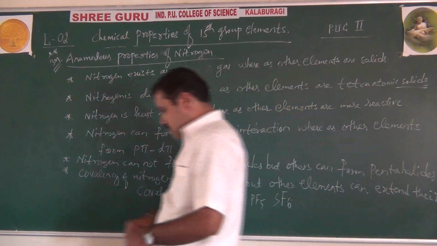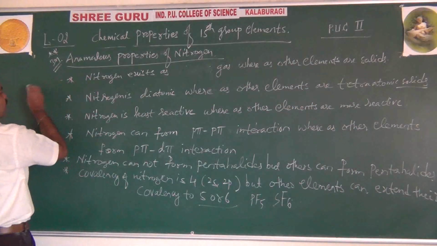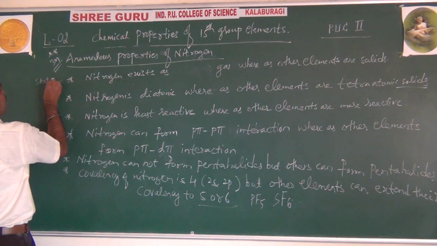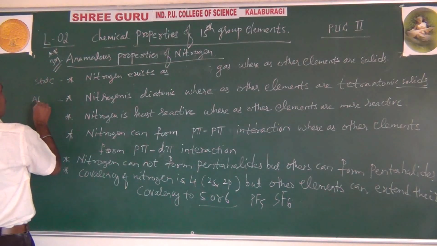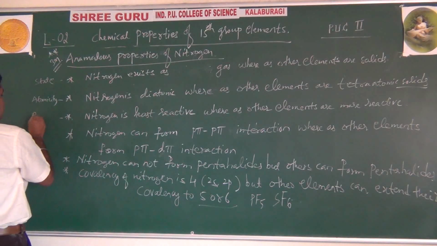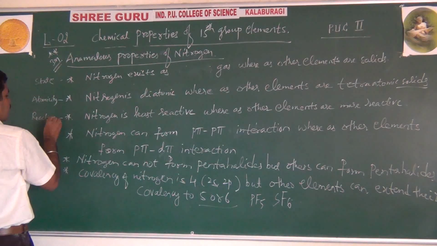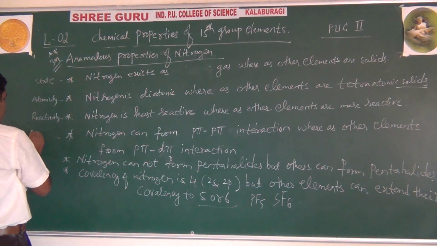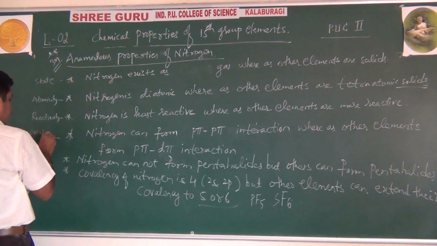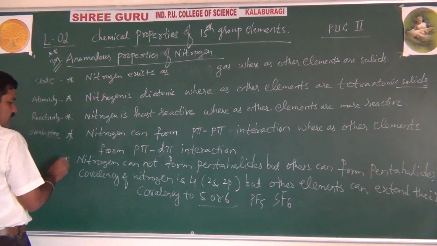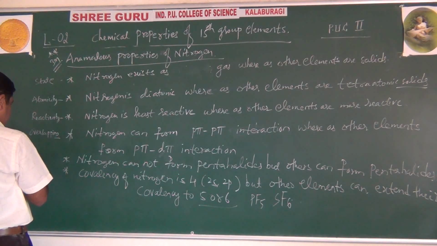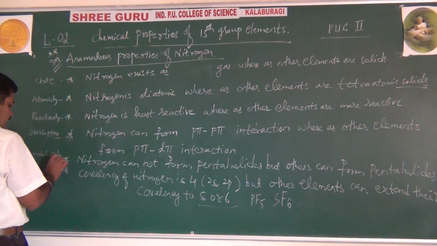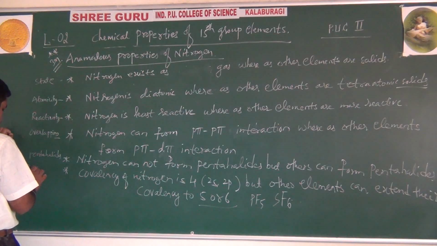I'll repeat. What is the first one? That is state. Second one, atomicity. Like this, you can easily remember. Third one, reactivity. Fourth one, regarding the overlapping, how the interaction is. And fifth point, regarding formation of pentahalides. And sixth point, lastly, regarding covalency.